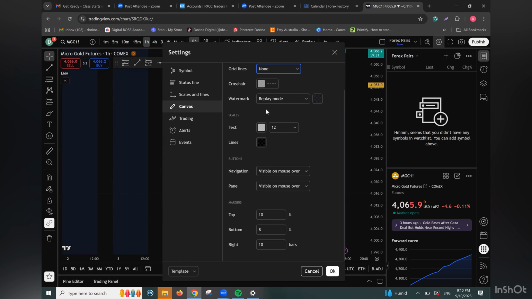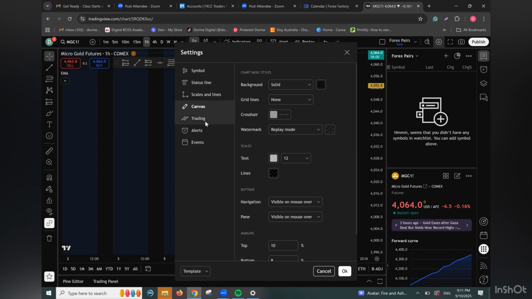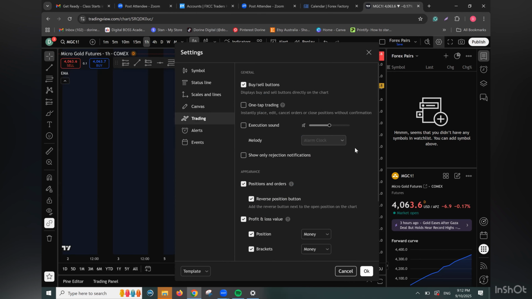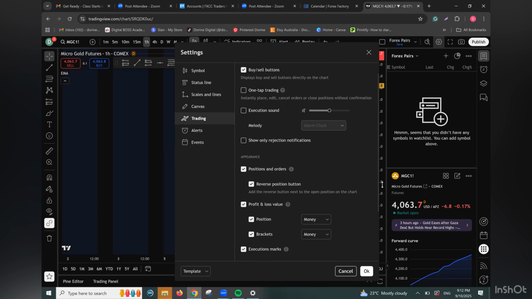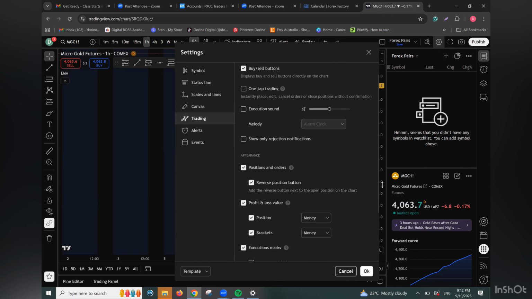Okay. So click yes, leave the watermark the way it is. Okay. Let's move to trading. So the only thing that should be clicked on is the reverse position button. Click on it; the only one there should be reverse position. Remove the other one, leave the reverse position button. Yes.